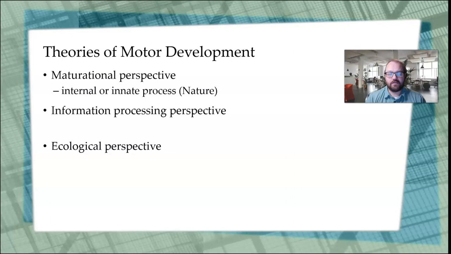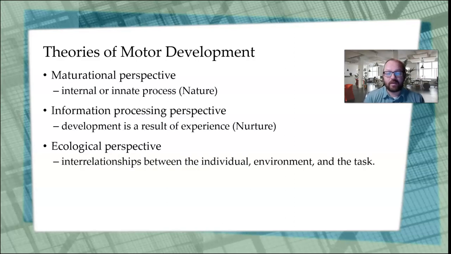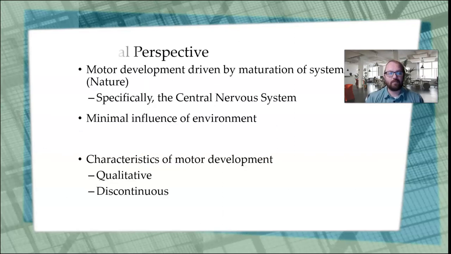The maturational perspective suggests that development just happens. It's innate. It's instinct. So this would be the nature argument. It just is what it is. Things are going to happen when they need to happen. The information processing is more of the nurture. Things happen because of experience. And the ecological perspective is there are individual, environmental, and task constraints. And of course, that's what we talked about last week. But again, I want to rewind it back and talk about how these three developed.